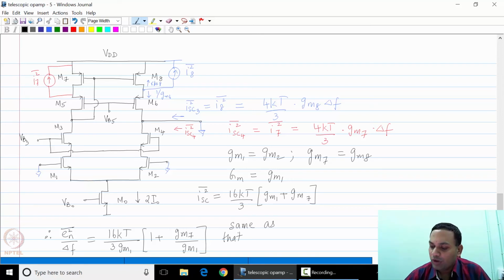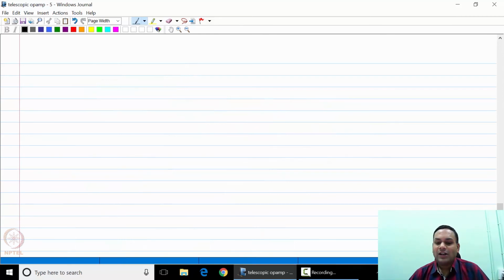Please note that this is very similar to the input referred noise of the one stage op-amp. So even though the telescopic op-amp has much larger DC gain, it has very similar noise performance, especially at low frequencies.